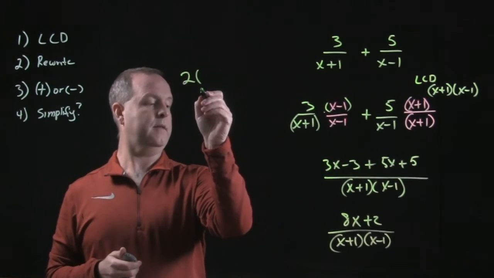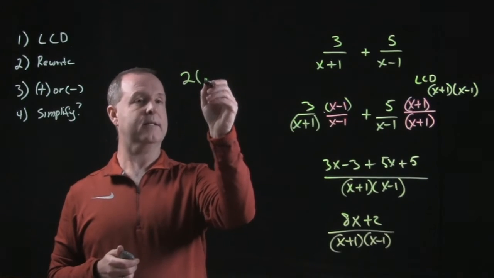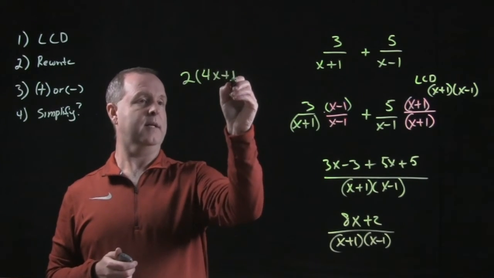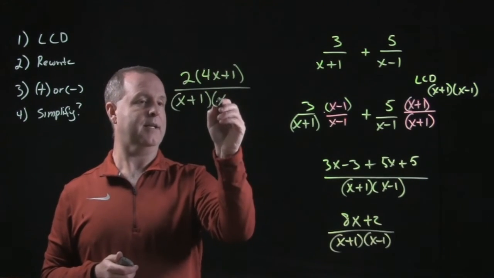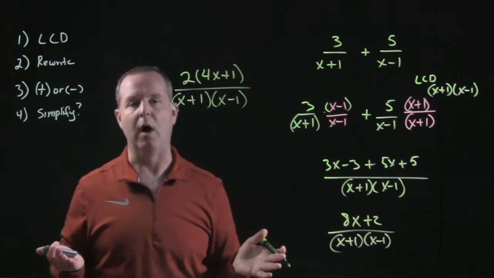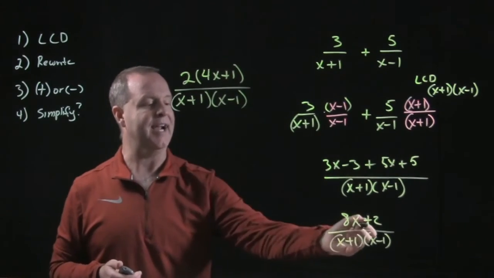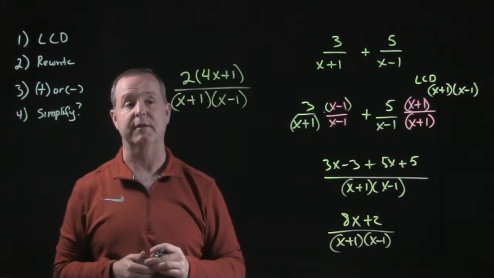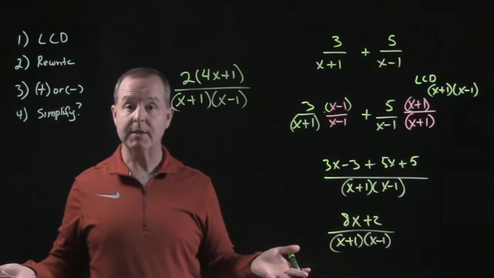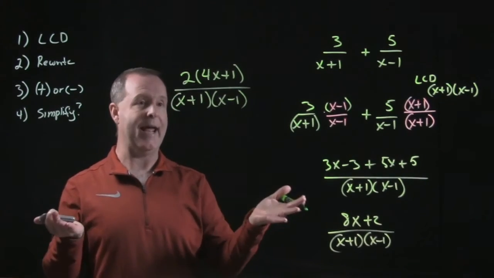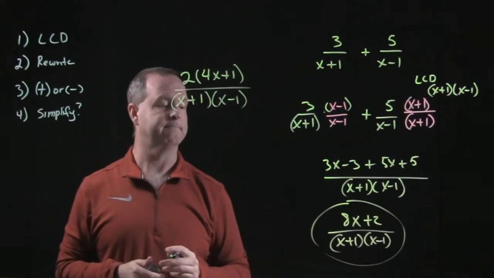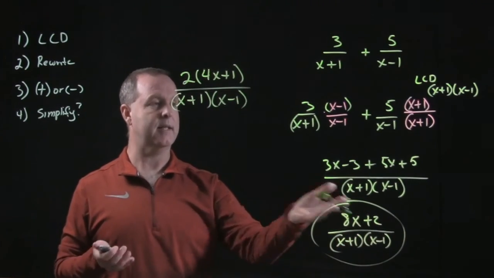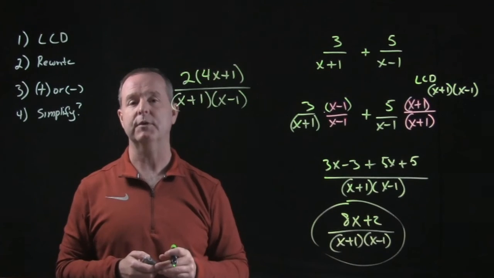I'm left with a 4x plus a 1 all over an x plus a 1 times an x minus 1. Nope, I was wrong. I thought I was seeing an x plus 1 in the numerator. Nope, it was a 4x plus 1. There's no common terms there, which means that it does not simplify beyond what I have right there. So there is the sum of those two terms that we started with.